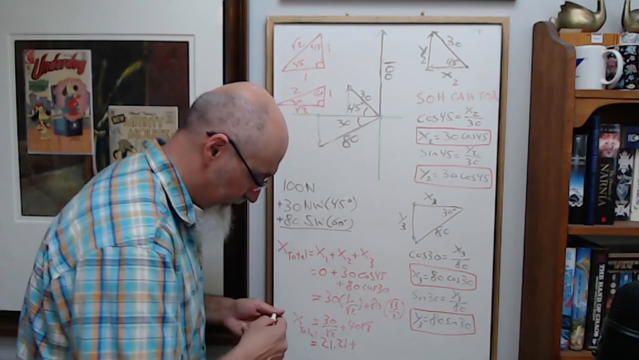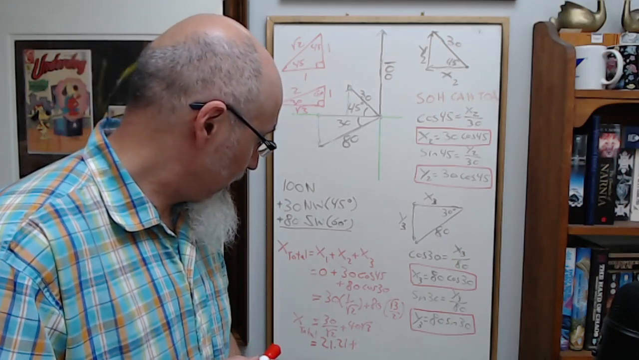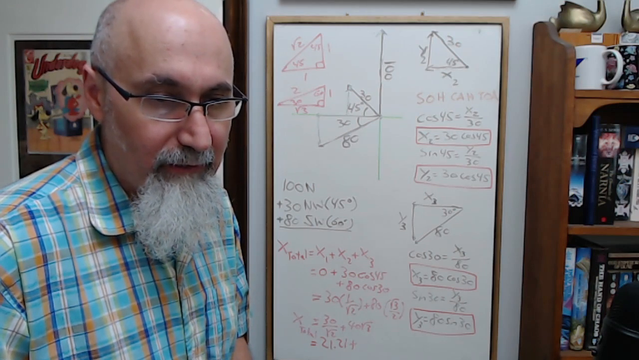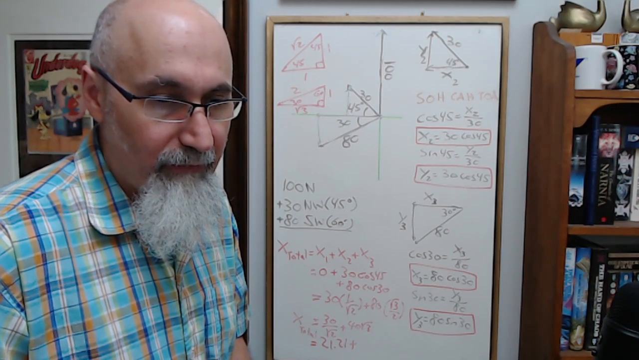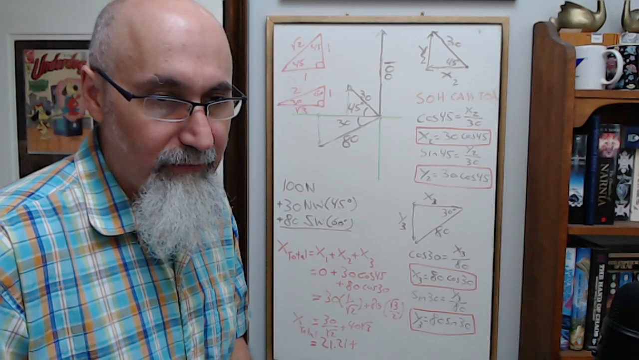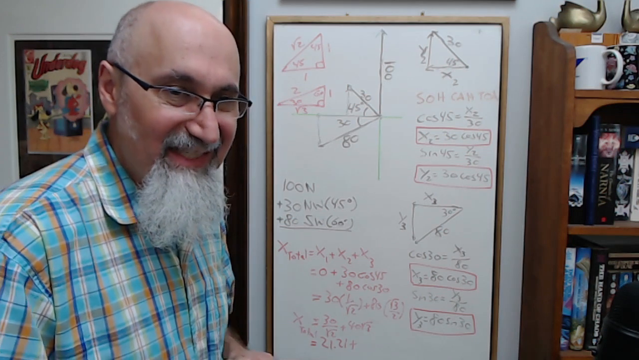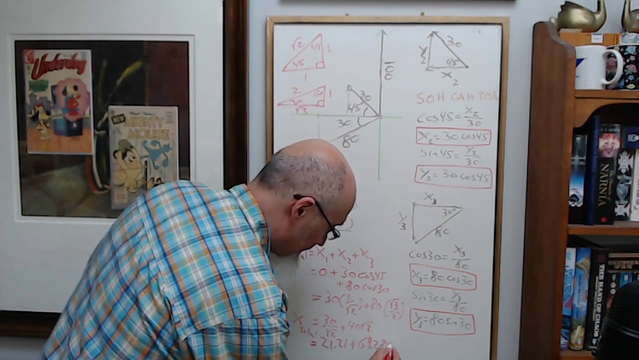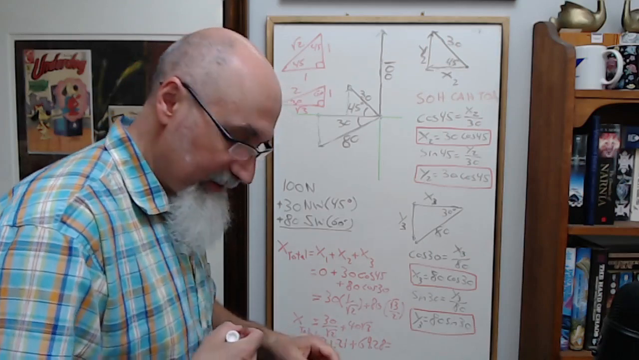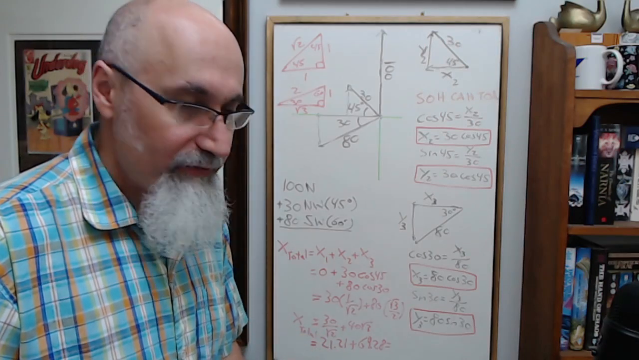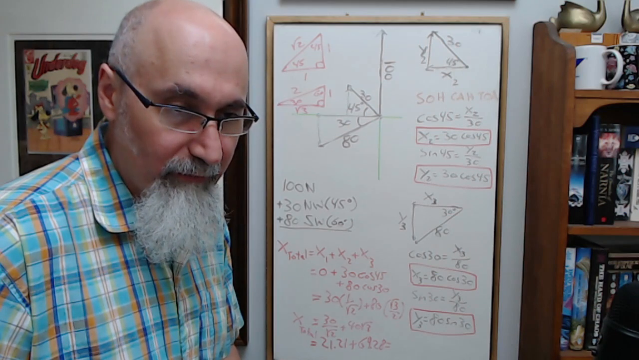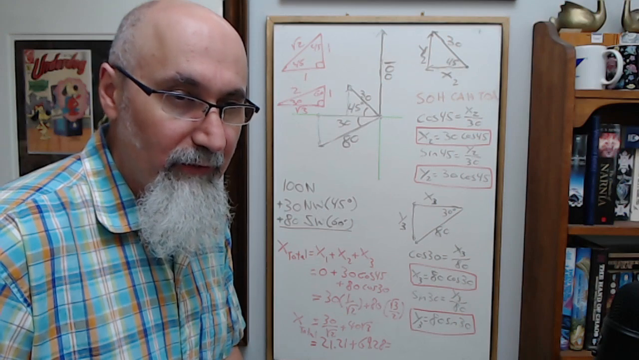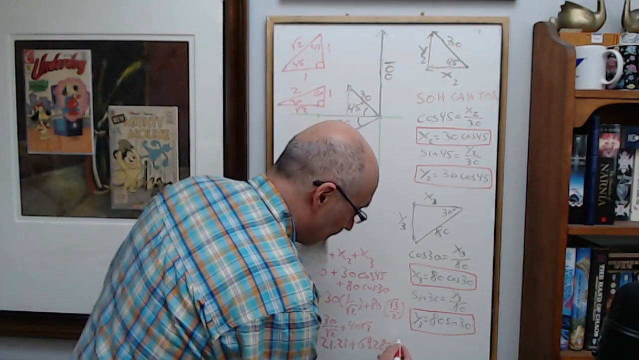So this part is 21.21 plus 80 cos 30. 80 times 30 trig cos equals 69.28, which equals, and you add these guys up, plus 21.21 is equal to 90.49.